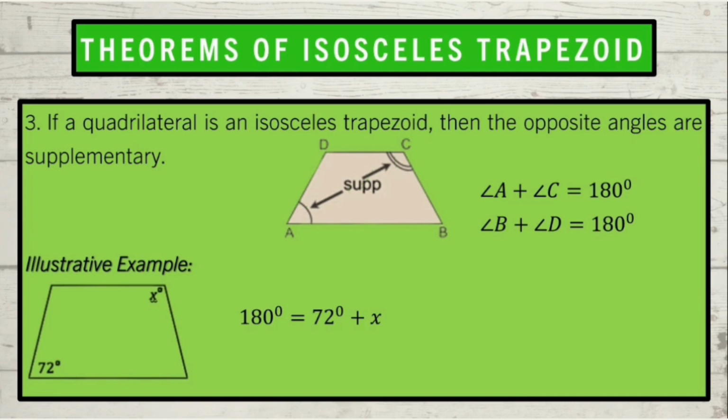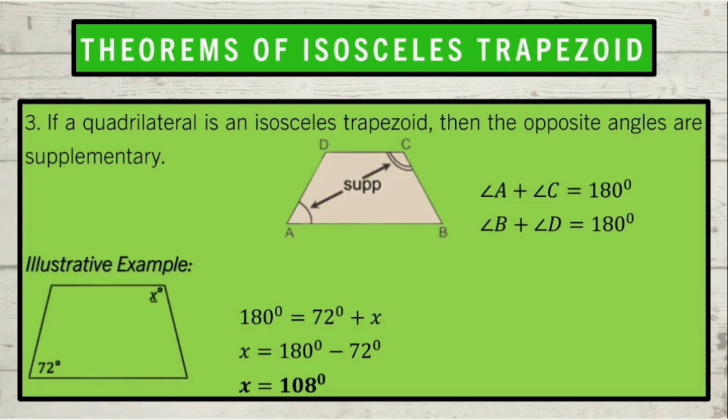180 degrees is equal to 72 degrees plus x. By transposition, angle x now is equal to the difference of 180 degrees and 72 degrees. The result then is that angle x is equal to 108 degrees. Did you get the same answer? Very good. Always remember the theorems of trapezoid.